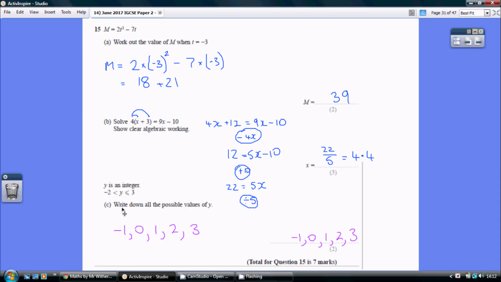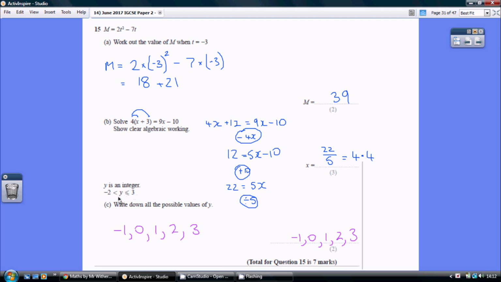Now for part C, we've got to write down all the possible values of y, where y is both greater than -2. Remember, we read from the middle. That bit there means y is greater than -2. And on the right, y is less than or equal to 3.